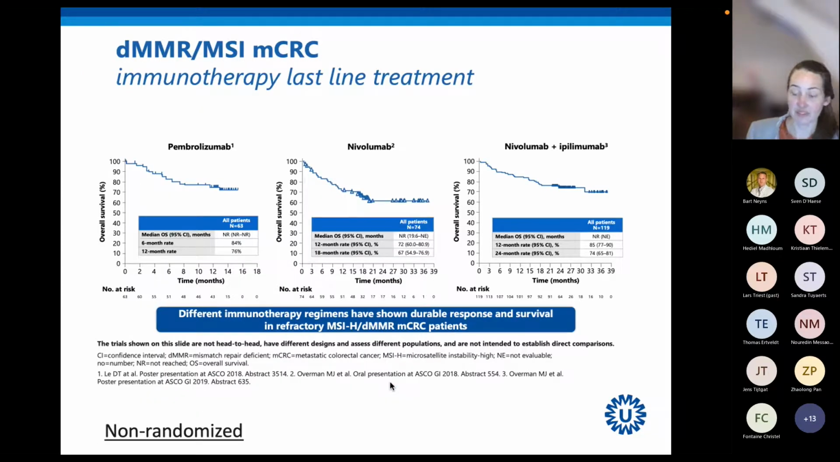Well, first, this was tested in last line patients, so 3 different trials here in one slide, evaluating immunotherapy for refractory MSI or deficient mismatch repair metastatic colorectal cancer. You can see in last line a very impressive plateau of overall survival of around 60 to 70% for many, many years.